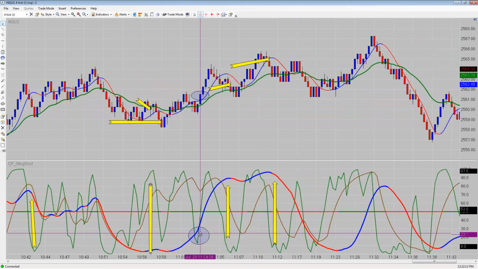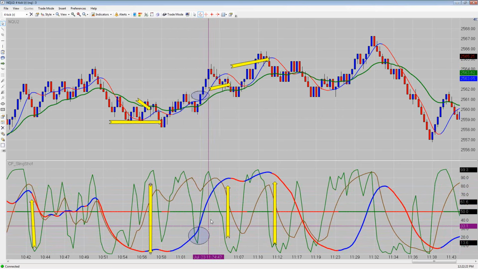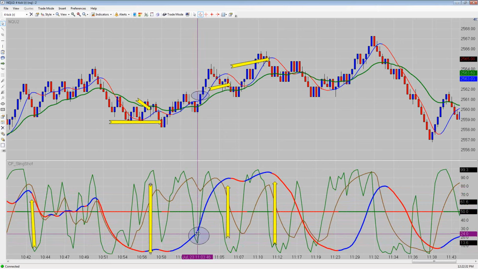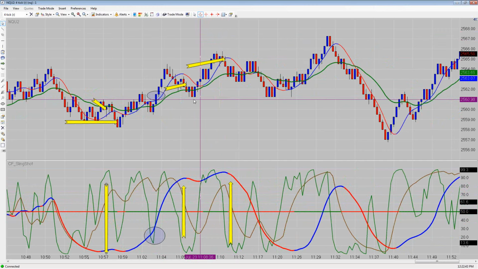Now the reason this is circled: in the partners meeting a couple weeks ago, I showed everyone that was in the partners meeting how to take advantage of this portion of the slingshot. If you have a strong upslope on the cycle portion and the brown line is above it and the green line diverges from the brown line in the direction of the cycle, and then it turns back into it while the brown line is still above the cycle, then that's an opportunity to jump in on just a quick momentum trade.